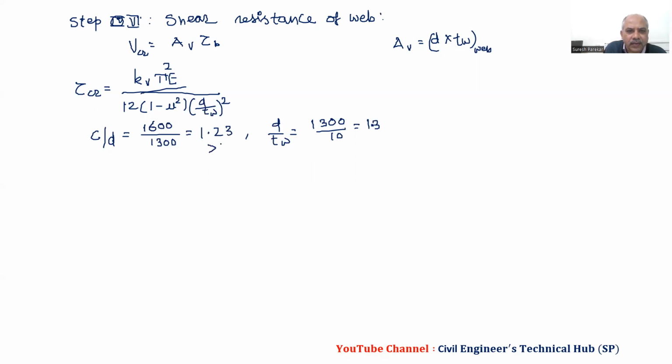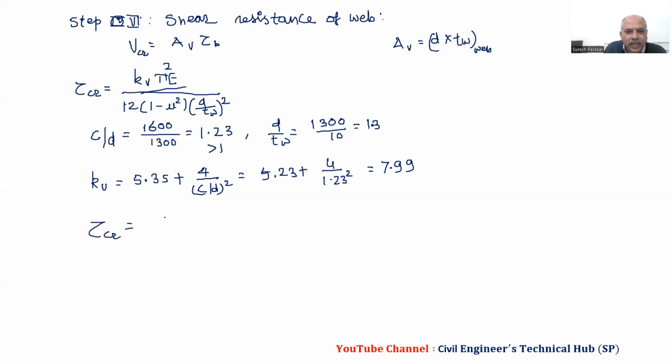As we have C by D greater than 1, we have value of KV, that is equal to 5.35 plus 4 upon C by D whole square. And then we will have this value, 5.35 plus 4 upon 1.23 square, and we will get this value 7.99. And then we will substitute this value in tau CR. We have KV 7.99 into pi square into 2 into 10 raised to 5 divided by 12 in bracket 1 minus 0.3 square into 130 square. And we will get this value, that is 85.46 Newton per mm square.